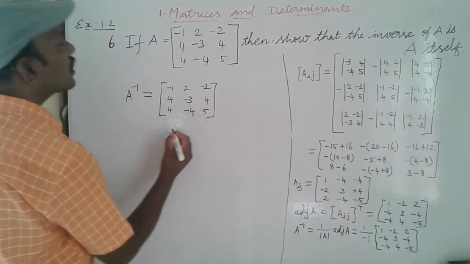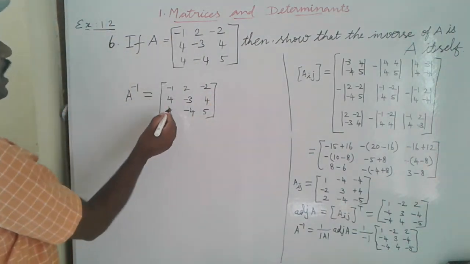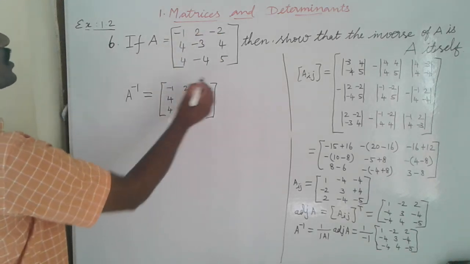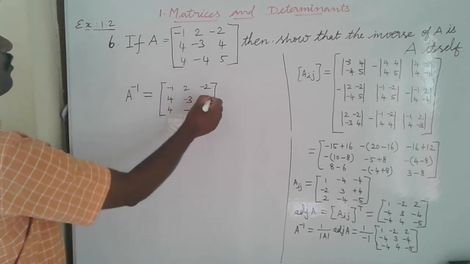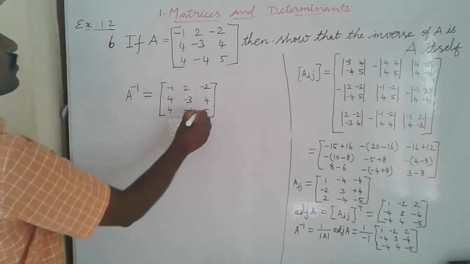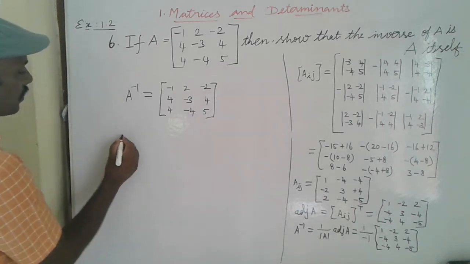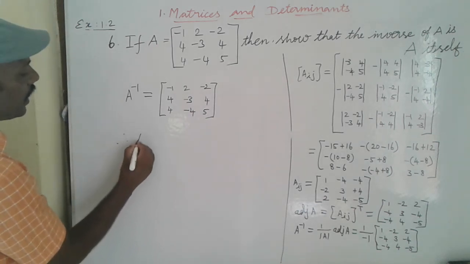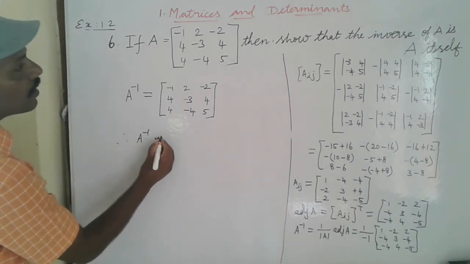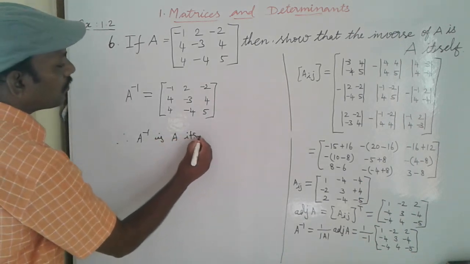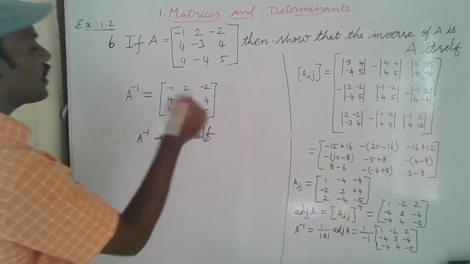So compare this A matrix and A inverse: minus 1 2 minus 2, minus 1 2 minus 2, 4 minus 3 4, 4 minus 4 5. So the inverse of A, therefore A inverse, is A itself. A inverse is the A matrix.